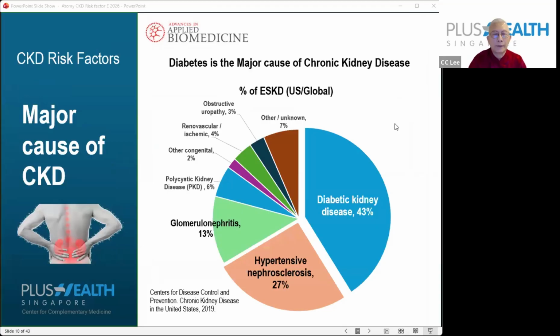So let's look at the major causes of CKD. This chart here shows that diabetic kidney disease accounts for 43% of the causes of CKD, followed by hypertensive nephrosclerosis, which is basically hypertension causing damage to the kidney blood vessels. So these two are the major causes of chronic kidney disease.